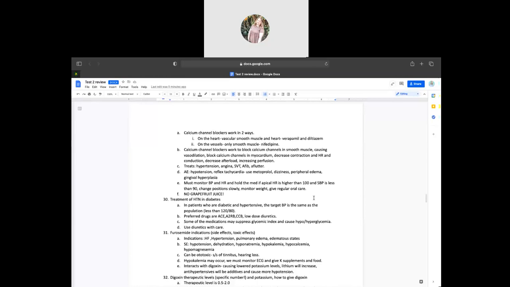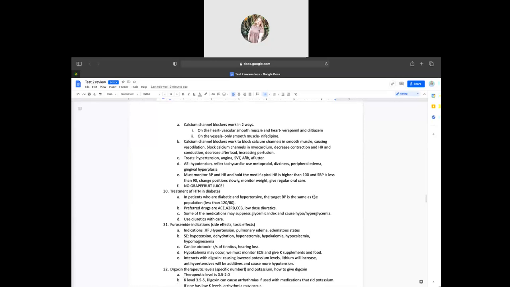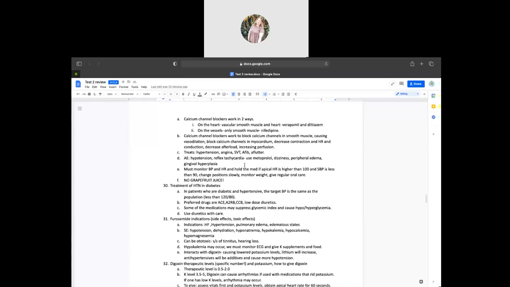It treats hypertension, angina, supraventricular tachycardia, atrial fibrillation, and atrial flutter. Some adverse effects of calcium channel blockers are hypotension, reflex tachycardia, remember we can use metoprolol to help with that, dizziness, peripheral edema, and gingival hyperplasia.